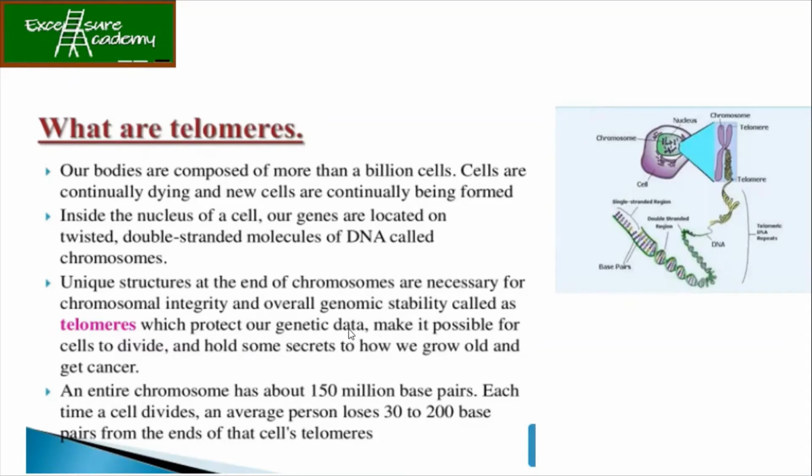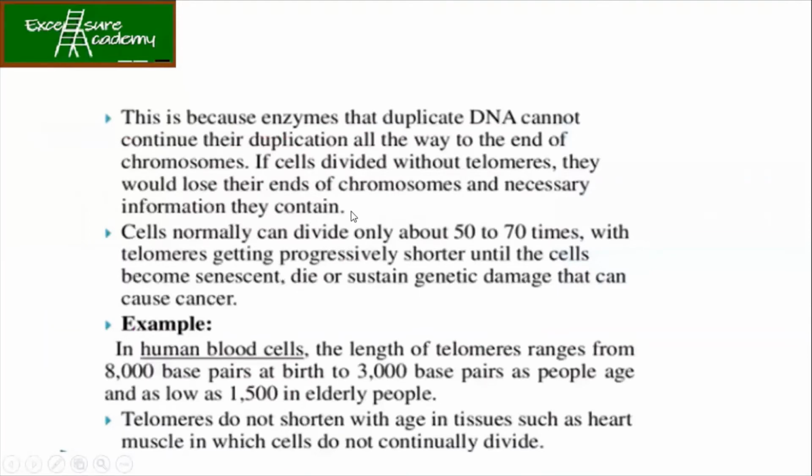Now, this is also important, right? The advantages of having telomeres. We have already discussed it. The entire chromosome has about 150 million base pairs. And each time a cell divides, the average person loses around 30 to 200 base pairs from the ends of that cell's telomeres. This is because enzymes that duplicate the DNA cannot continue duplication at the end. We have already discussed this. Now, cells normally can divide only about 50 to 70 times, with the telomere getting progressively shorter until the cell becomes senescent or dies or sustains genetic damage that can cause cancer.